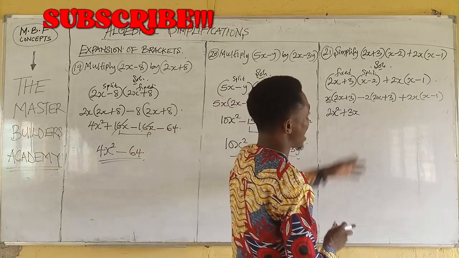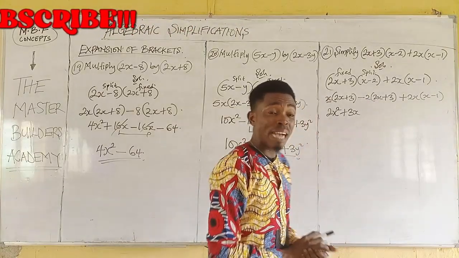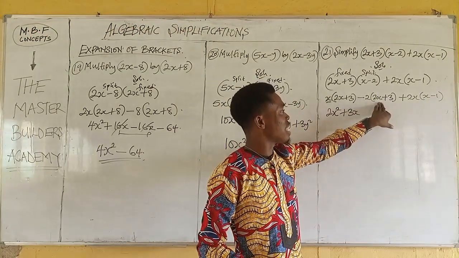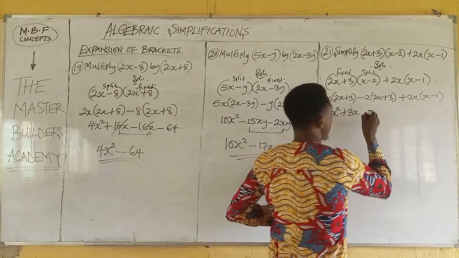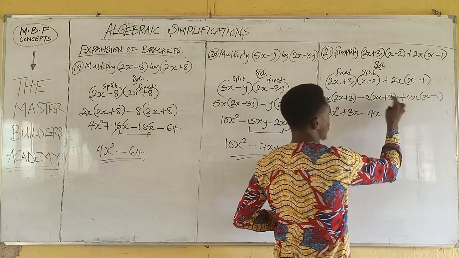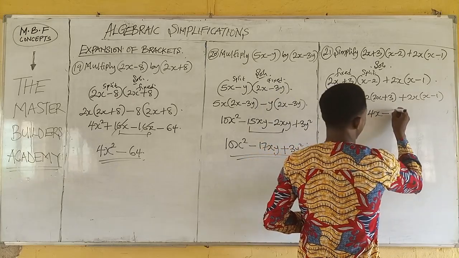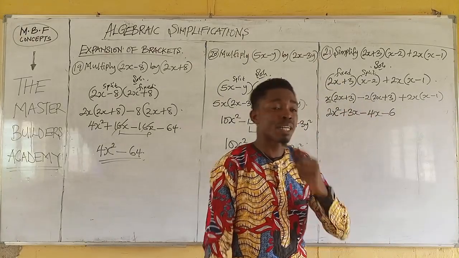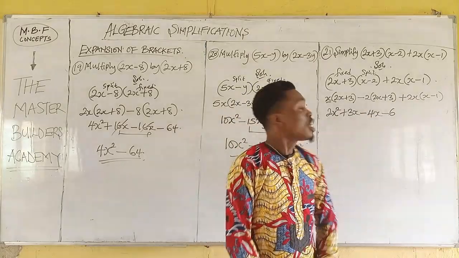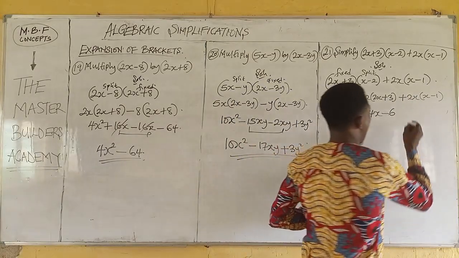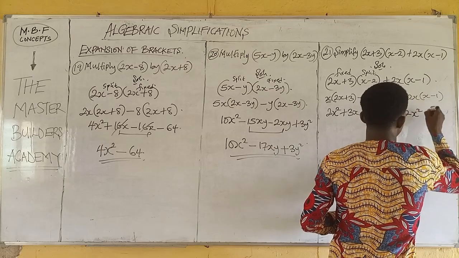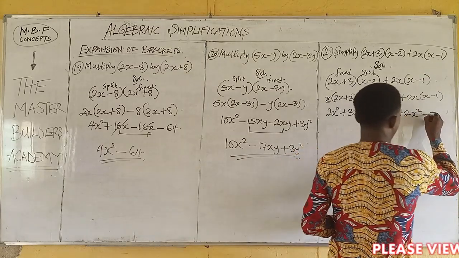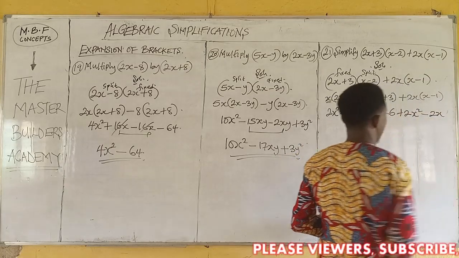We come to the second bracket, and the multiplication factor here is minus 2, guys. So minus 2 times 2x, we will have minus 4x, and minus 2 times 3, we are going to have minus 6. Then finally, we have the last bracket, which has a multiplication factor of 2x. So 2x times x, guys, we will have 2x squared, and 2x times minus 1 will have minus 2x. It's as simple as that.